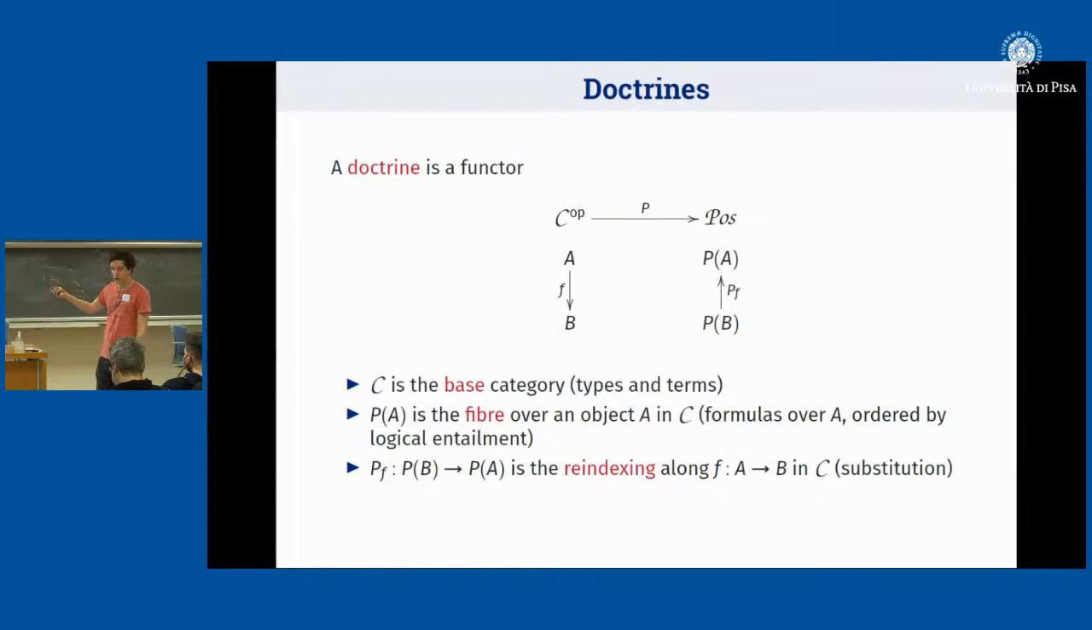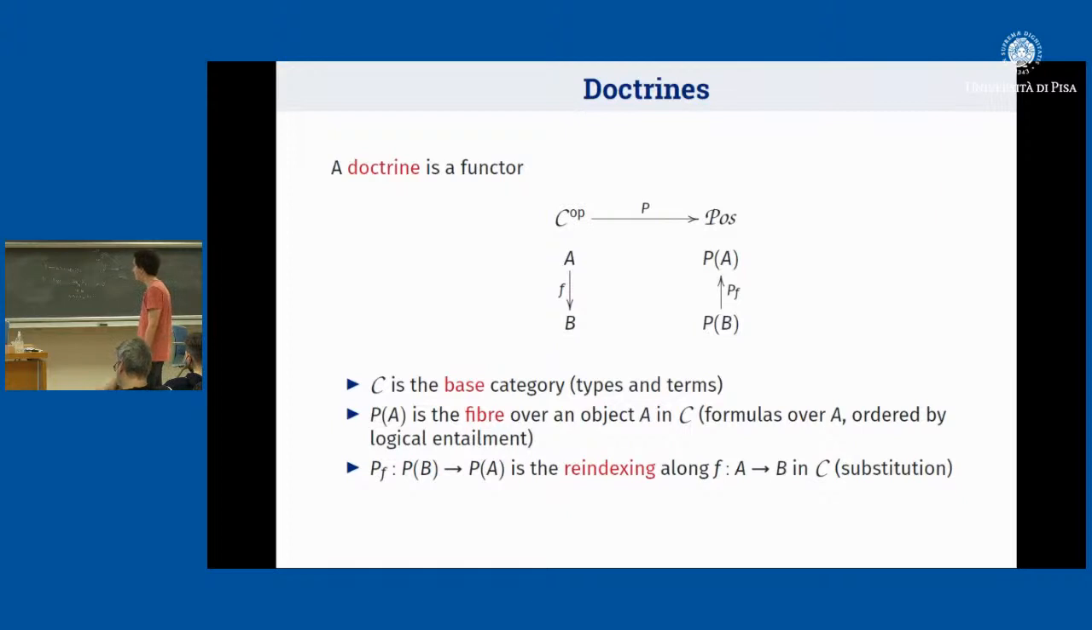So doctrines are just contravariant functors, as you can see, from a category to the category of posets. And the intuition is that the base category models, as I said, the algebraic part, so objects we are interested in and transformations between them. And every fiber, so every poset above every object in the base category, can be thought of as the poset of predicates on that object ordered by logical entailment. And the action on morphisms of the base category is instead substitution.